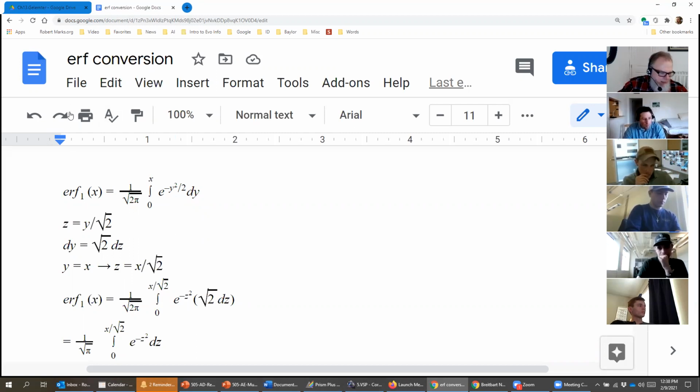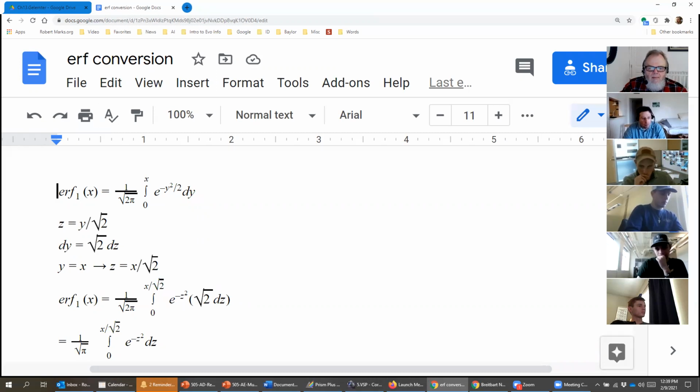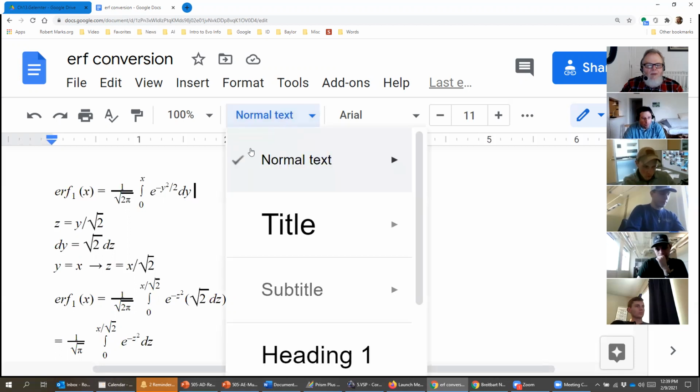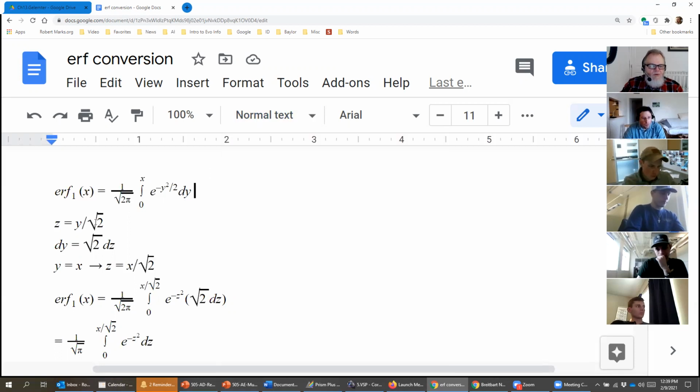Okay, it doesn't let me draw on here, so probably there's a way I can do that, but I'm not going to do that. I'll just kind of point. So here is the definition of the erf, the one that I gave to you. We want to get it to e to the minus z squared. So I forget who worked it, but somebody worked it and they said let z is equal to y over root 2. Then dy is equal to root 2 dz.